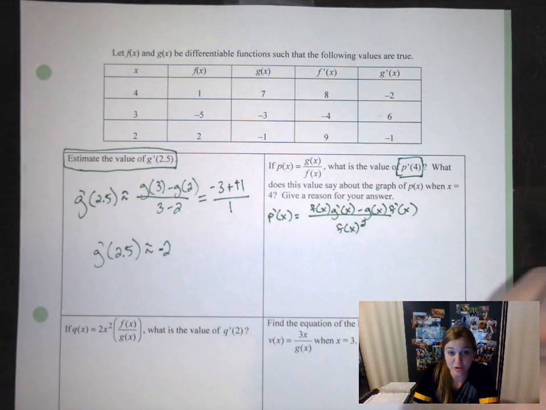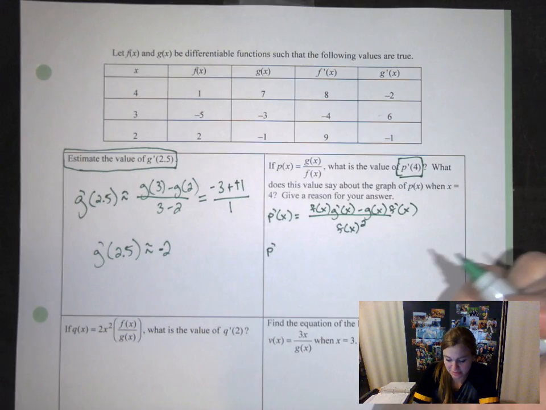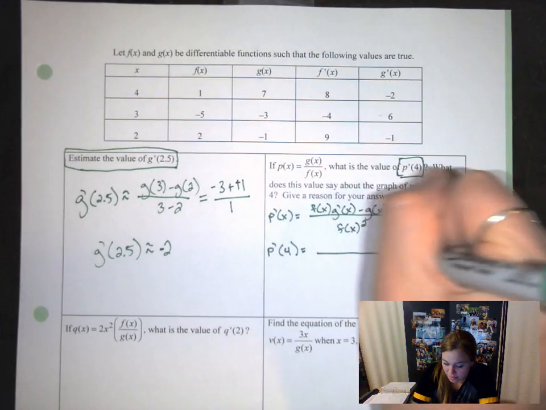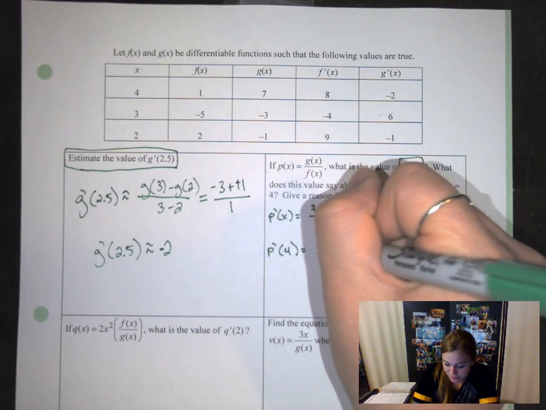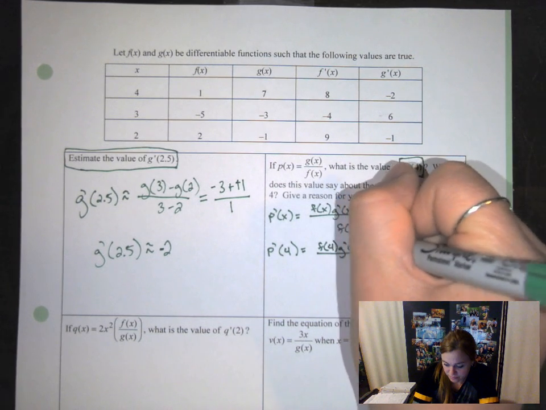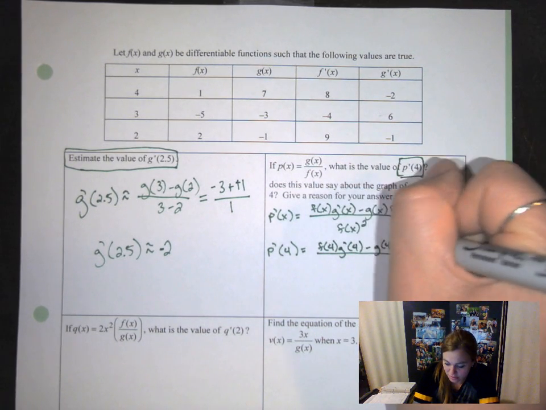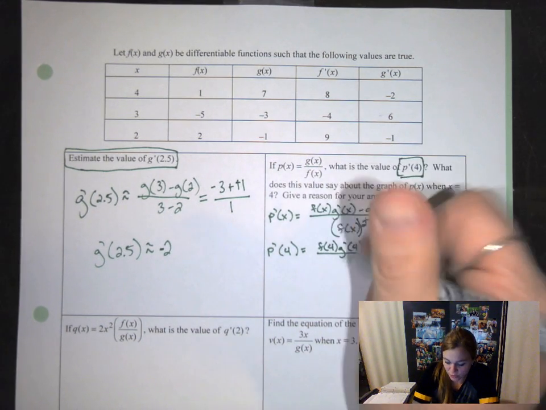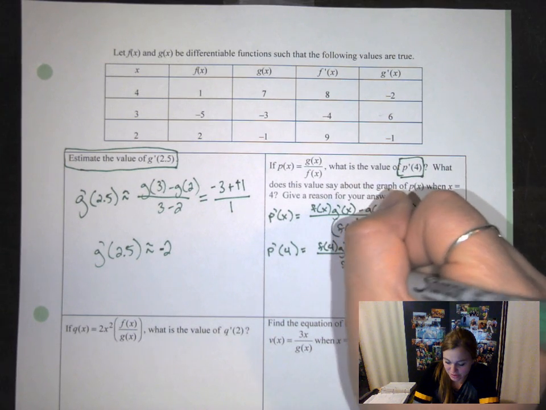And you need to write small because there's not a lot of room in this box. Who's your teacher? I don't know. P prime of 4 is bottom, so f of 4, g prime of 4, minus g of 4, f prime of 4. And then be careful, this whole thing is squared. So this would be f of 4, find your answer, and then square it.